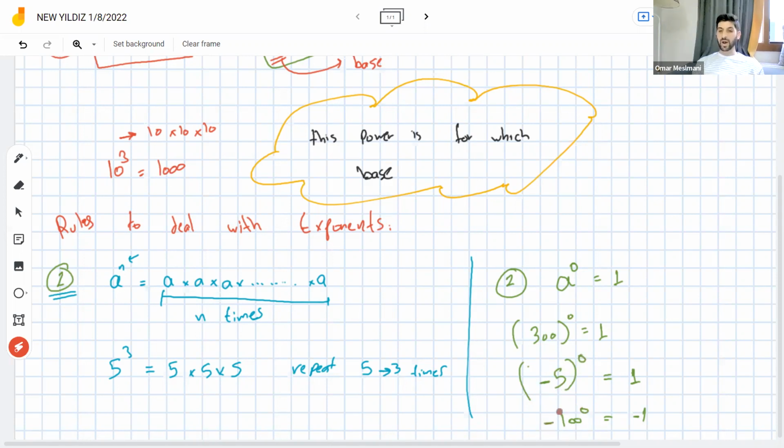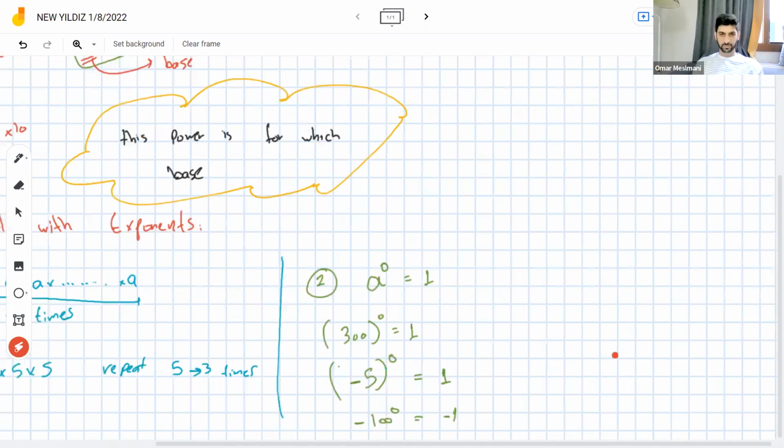So 100 power 0, what is the answer of 100 power 0? It's 1. And what about the negative? I'm not going to touch it. I will keep the negative. Did you see what just happened? So once you have a power, you have to ask yourself which base I'm going to use. All right? Any problem? So this is the second rule. How many rules I told you we have? 11. So that's rule number 2.